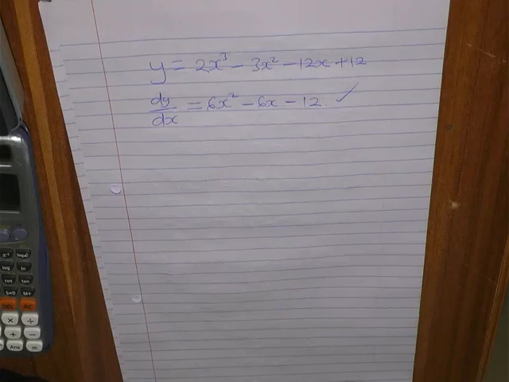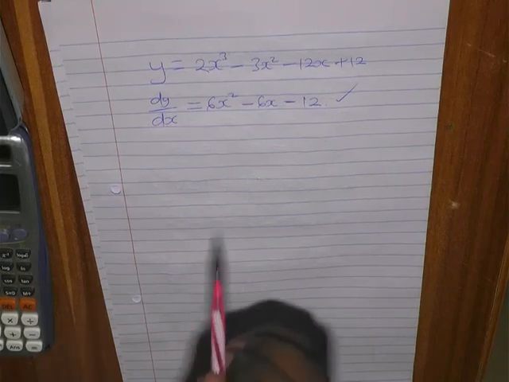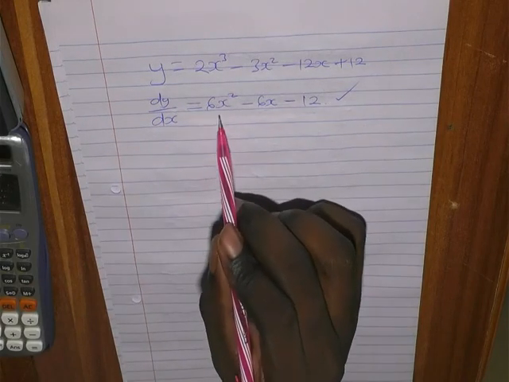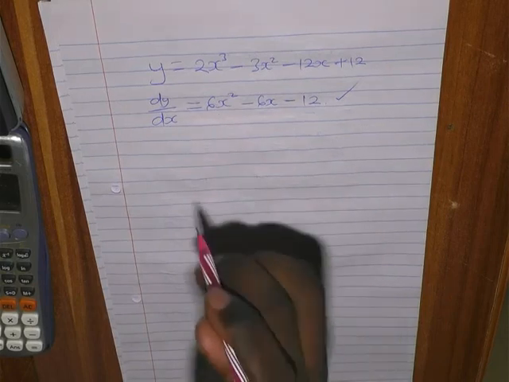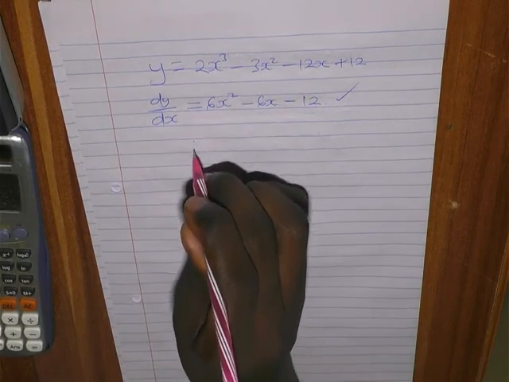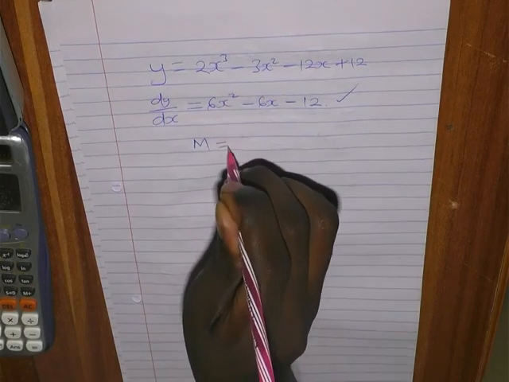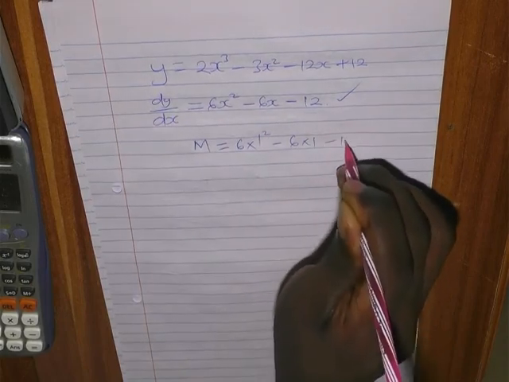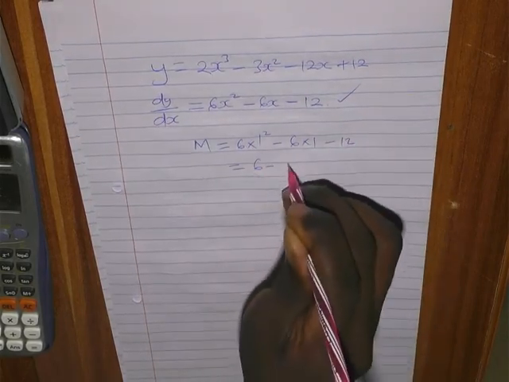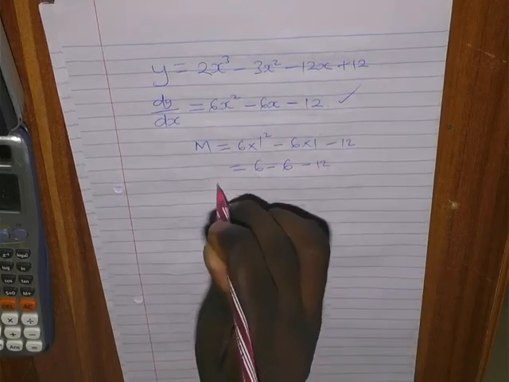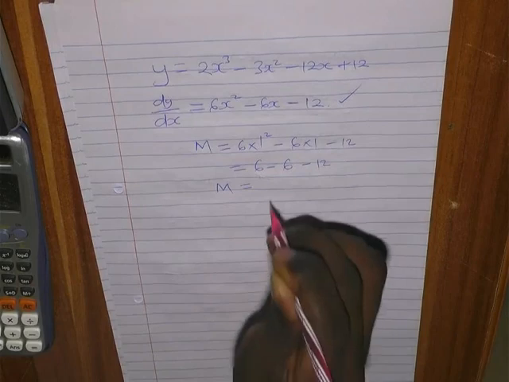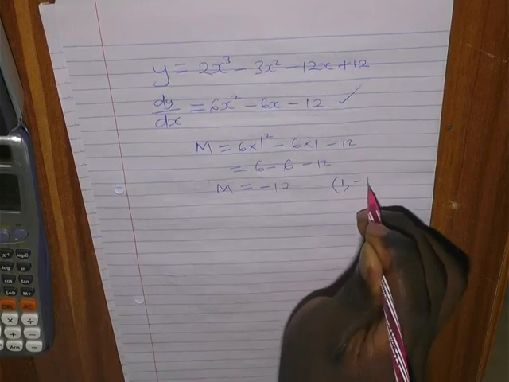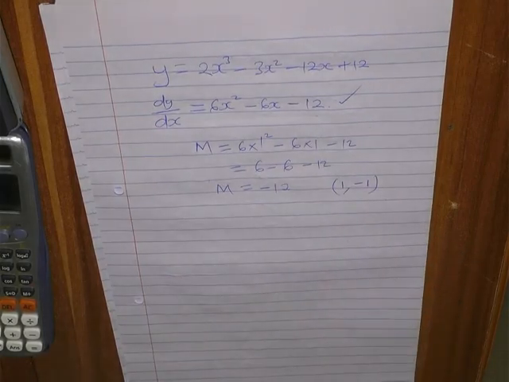So what we do is we have the gradient function. At point 1, negative 1, we are going to fix the value of x here, and that will give us the gradient. That's going to be 6 times 1 squared minus 6 times 1 minus 12. That's going to be 6 minus 6 minus 12. So the gradient is negative 12 at point 1, negative 1.